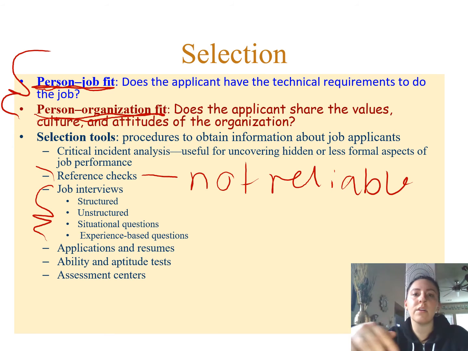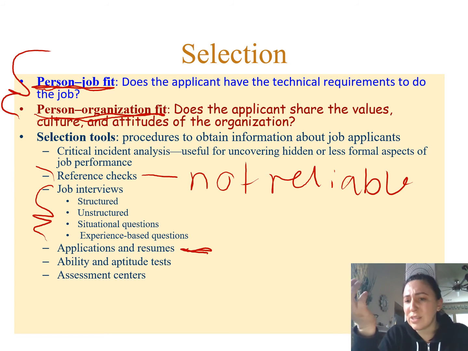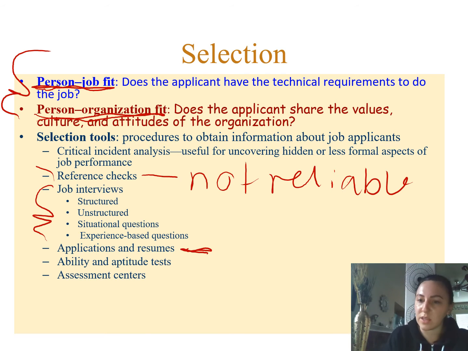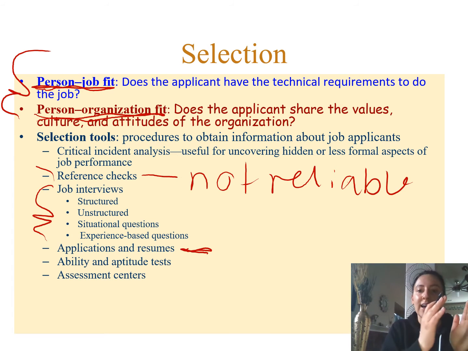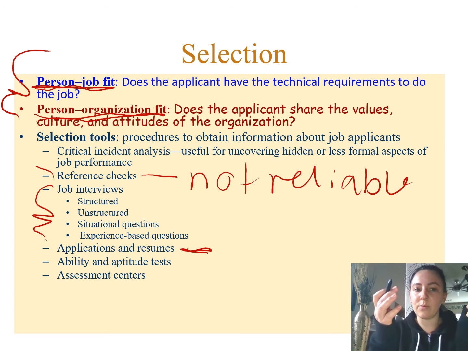All right, so some other selection tools that you can use are applications and resumes, and that's pretty much standard across almost every single job out there. Most companies, most organizations will use various different selection tools to actually figure out who is the right hire. So throughout the selection process, they're going to have a couple of different tools that they use. Okay, and typically a lot of it will be the application and resume and then the interview, but it could be more and it could be less.